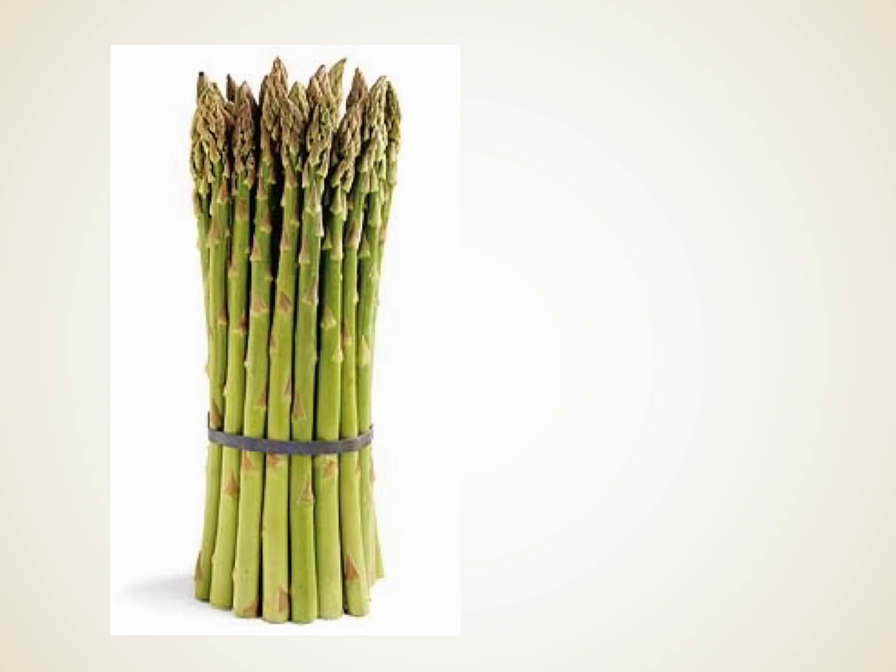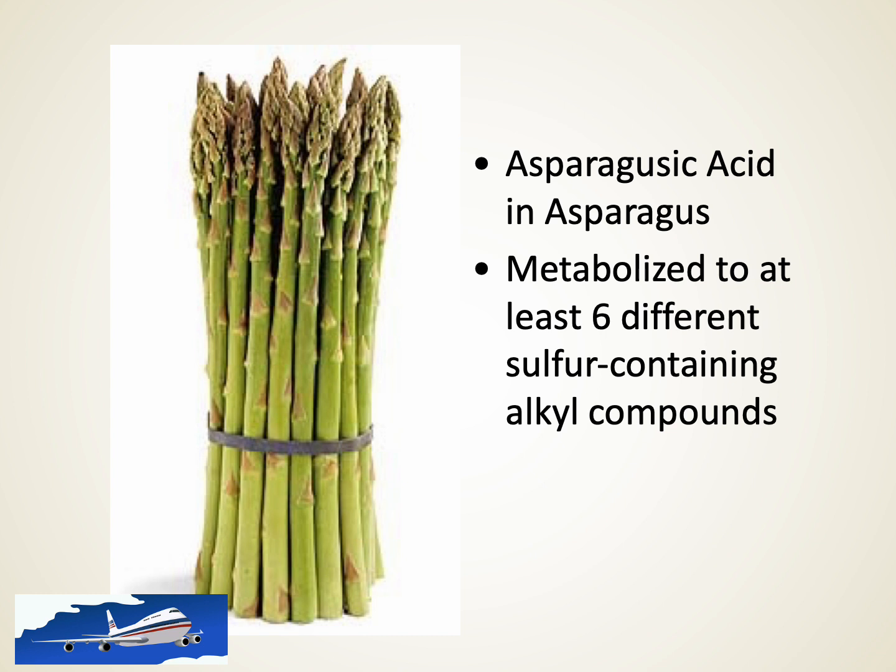For folks who ingest asparagus, asparaginosic acid in asparagus is metabolized to at least 6 different sulfur-containing alkyl compounds. But it's also metabolized to other things that don't contain those same sulfur moieties. Depending on which enzymes you have, those metabolic byproducts of asparaginosic acid are going to end up in urine. The ones that smell like sulfur mean that you have a certain metabolic process, genetically, to metabolize this, where other people may not.